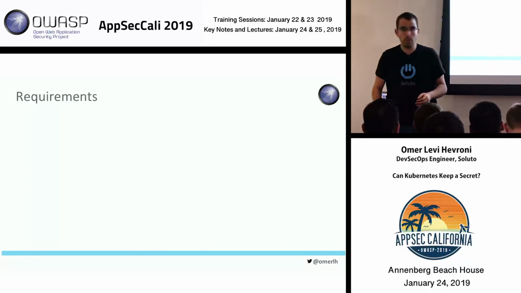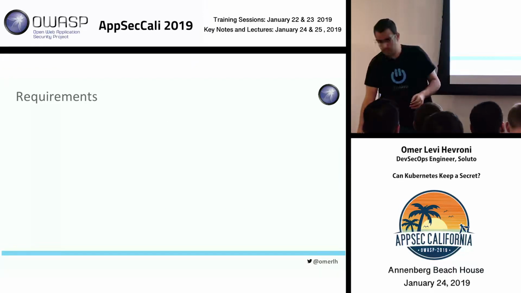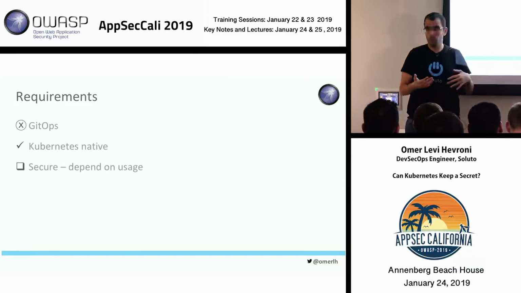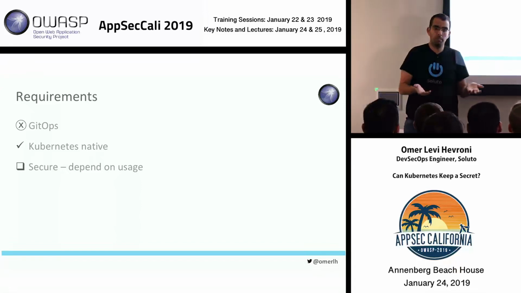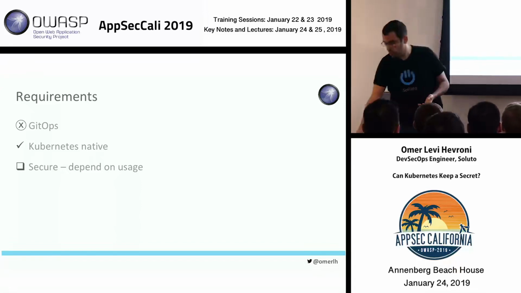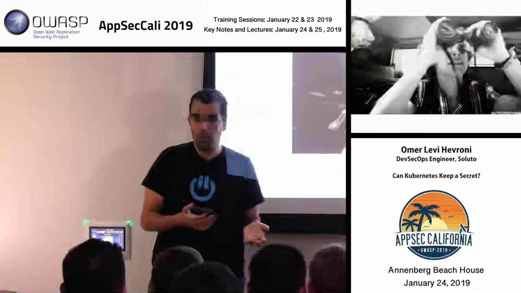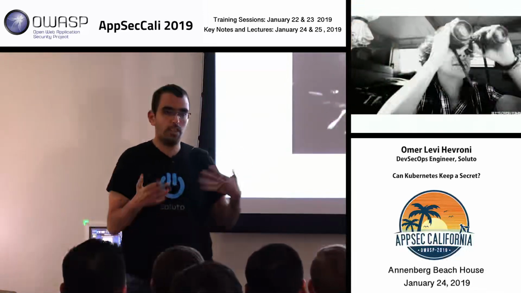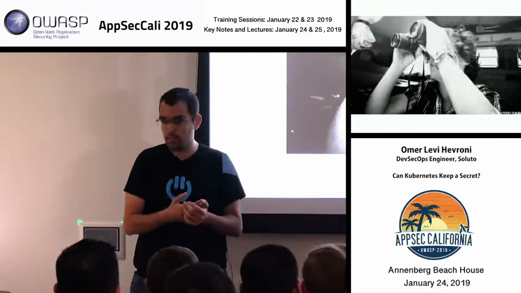So if you go back to the requirements, we saw that it's not a GitOps solution. It's Kubernetes native, and it can be secure. It really depends on how you deploy it and how you use it. So at this point, we were in a severe problem. All the existing solutions were not really good, and we couldn't find a solution that we were really happy with. And we tried to keep looking at different tools that let you put things encrypted in Git, but none of them looked like something we could use.